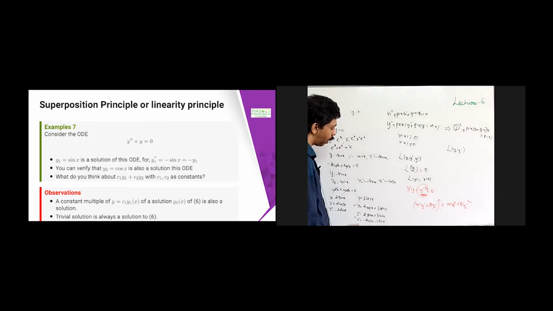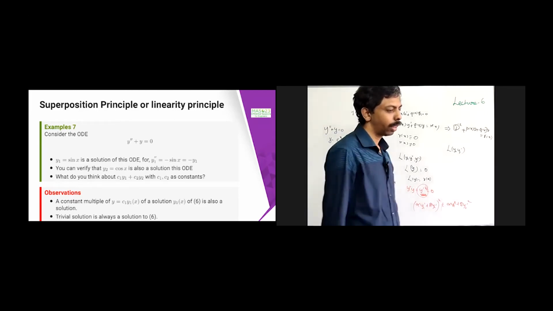So in general, you don't even need the 2. You can put any constants c1 and c2: c1 cos x plus c2 sin x. Then y dash is going to become minus c1 sin x plus c2 cos x, and y double dash is going to become minus c1 cos x minus c2 sin x. So these two are going to get cancelled. Therefore, this is also going to satisfy.